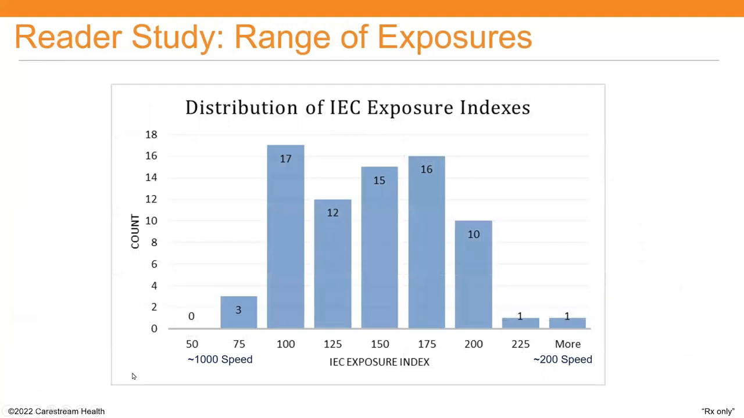The distribution of IEC exposure indices in the study ranged from 75 to greater than 225, corresponding to ISO speed classes of 1000 to 200 speed. The IEC exposure index corresponds to the exposure that the detector received. Note the inverse relationship between the IEC exposure index and ISO speed. As exposure is halved, the IEC exposure index is also halved, whereas the ISO speed is doubled. Most exams had IEC exposure indices ranging from 100 to 200, which would correspond to approximately 600 to 400 speed.